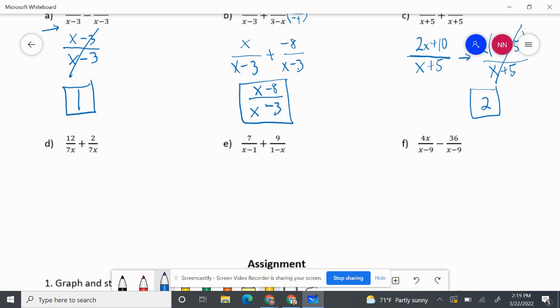Letter D, we have a common denominator of 7x, so we keep it as 7x. 12 plus 2 is 14, and we see we can reduce it. This is a 1, this is a 2, so we get 2 over x.